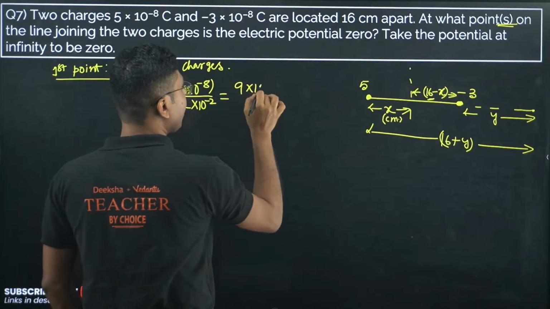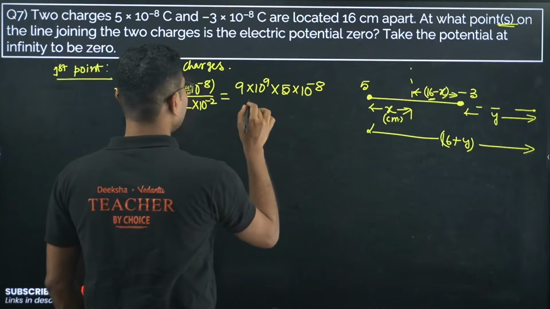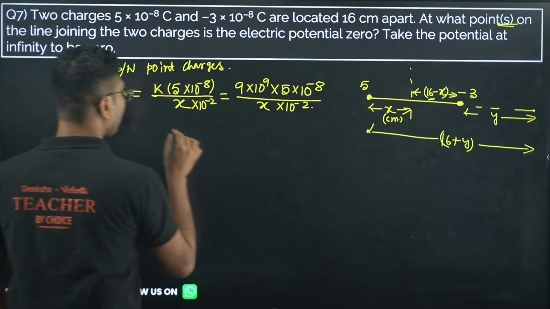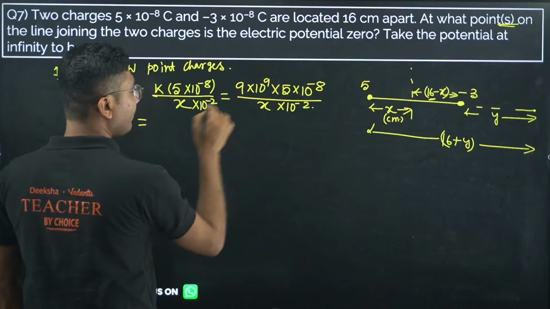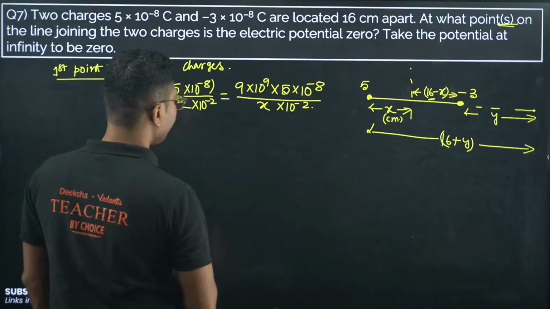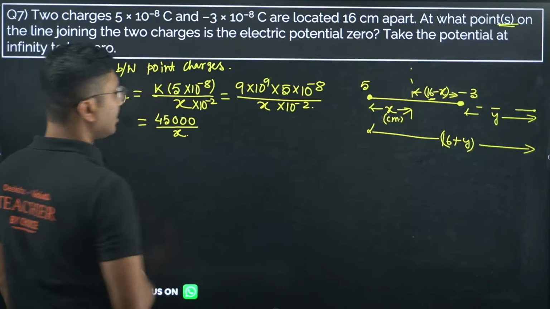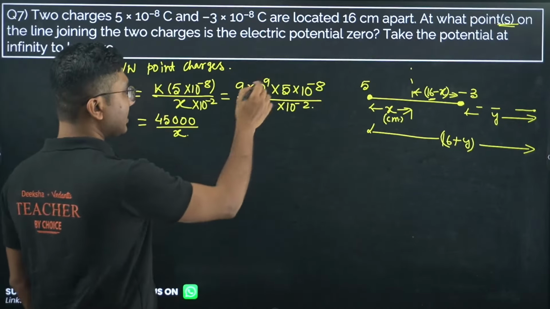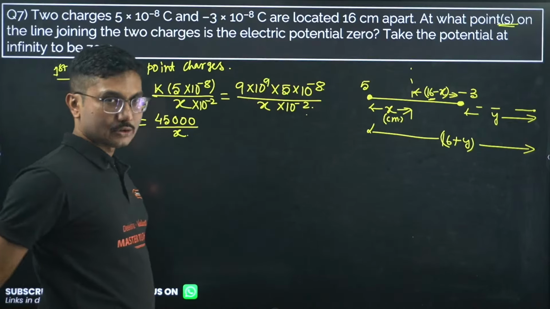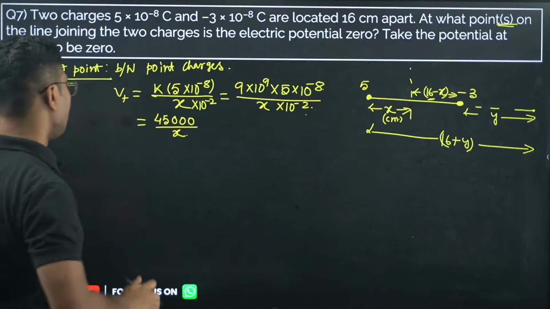Okay, 9 into 10 to the power of 9, 5 into 10 to the power of minus 8 divided by x into 10 to the power of minus 2. So it will be 45 into 10 to the power of 3, that is 45,000 divided by x. 9 minus 8 is 1 and these two will go up, become plus 2. So 10 to the power of 3 means 3 zeros. So this is V plus.